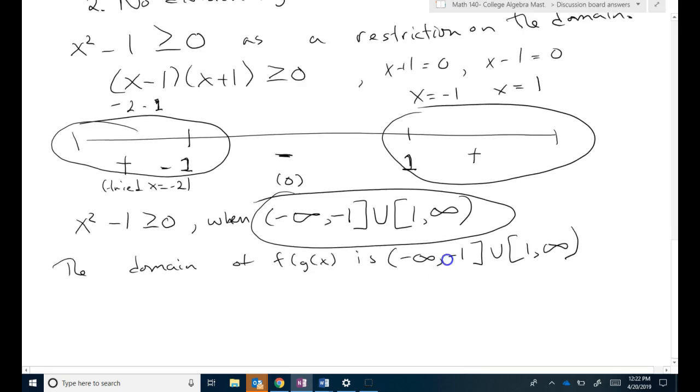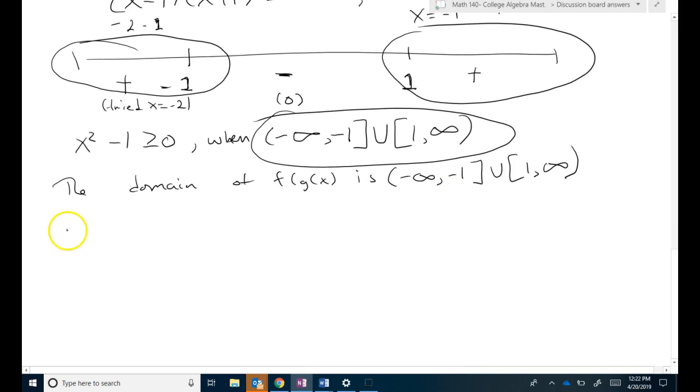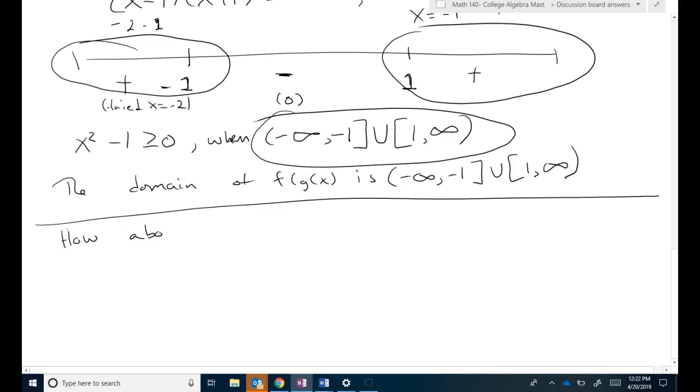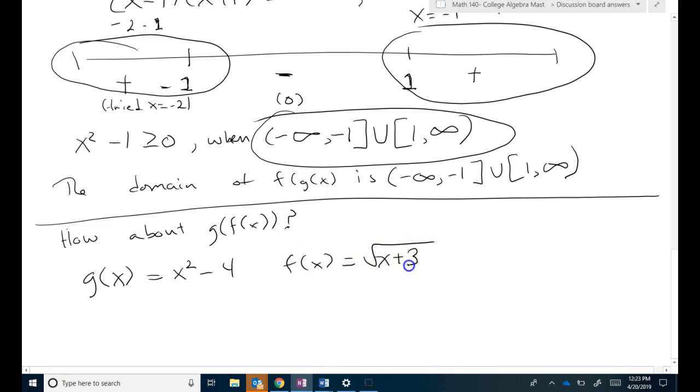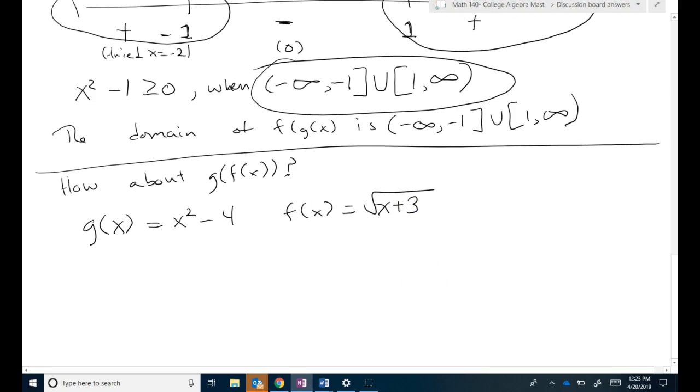Okay. Let's try g of f of x. So again, we'll let g of x equal x squared minus 4, and f of x equal the square root of x plus 3. So I'm going to start out with, since f is what's done first, that's the one that's inside of the parentheses, I'm going to find the domain of f.